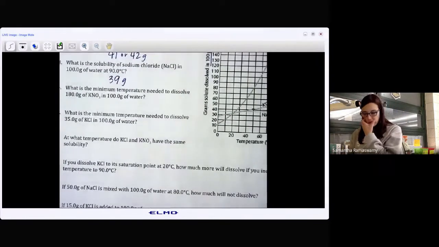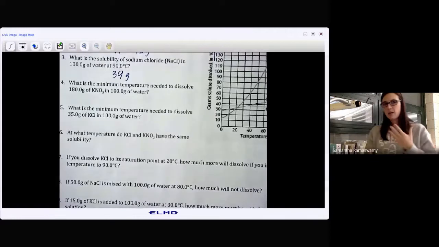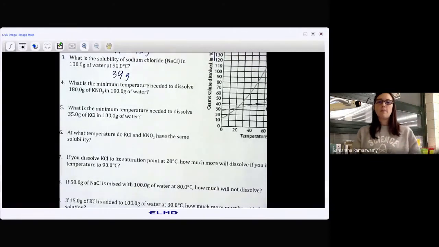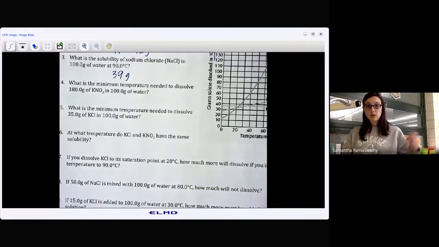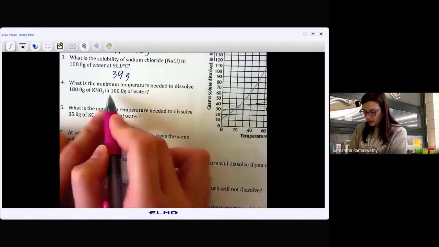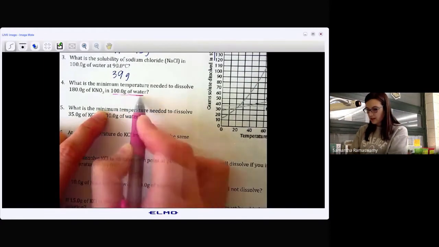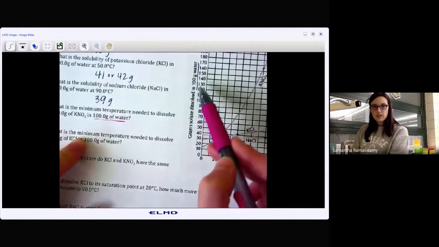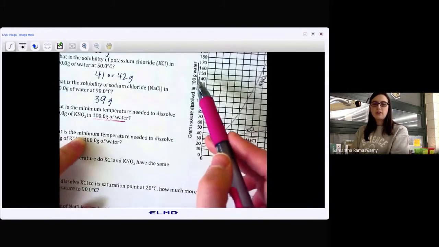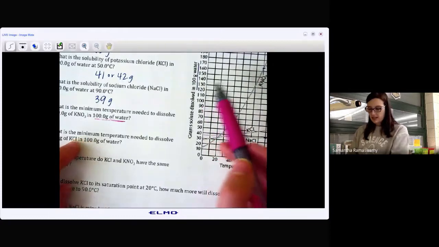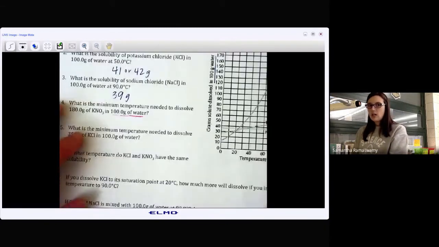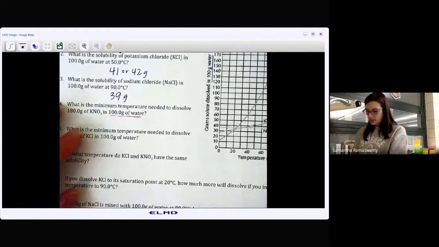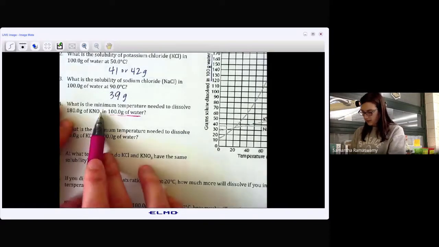Now, number 4 and 5, we're getting into some different types of questions. Number 4 says, what is the minimum temperature needed to dissolve 180 grams of KNO3 in 100 grams of water? So now we're looking at temperature. Remember the 100 grams of water is because that's what this curve is in. It really doesn't mean anything to us, it just means we can read the graph.